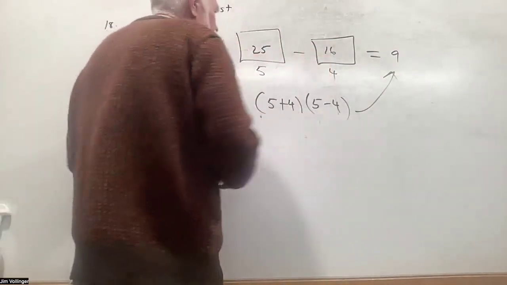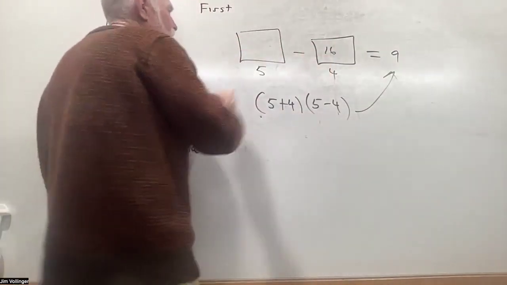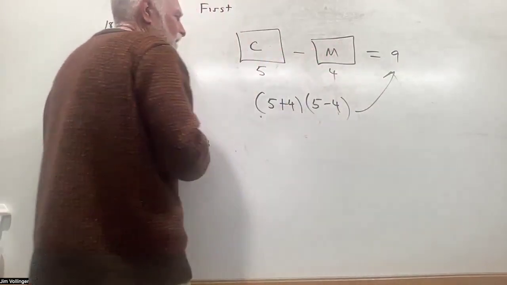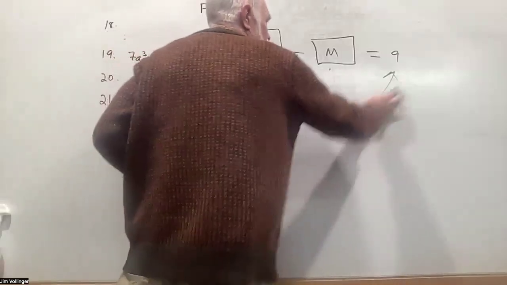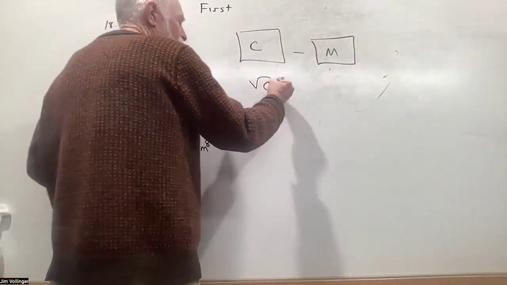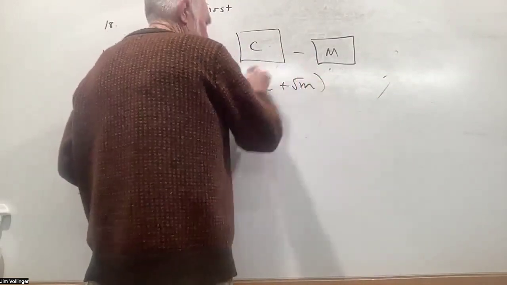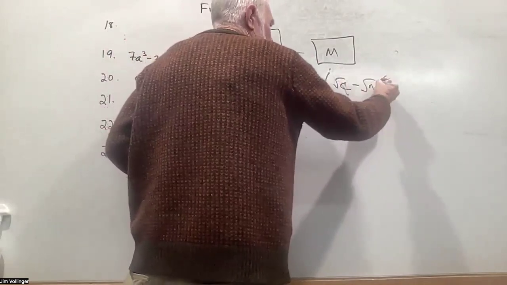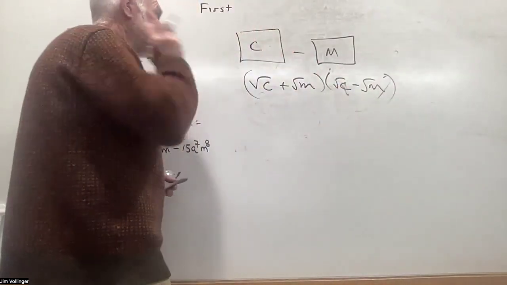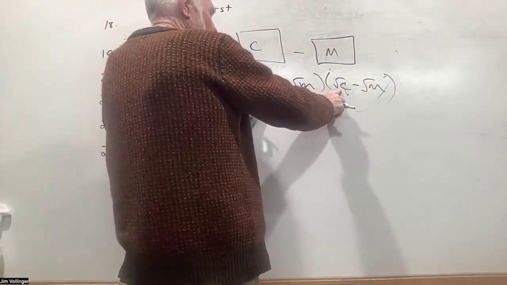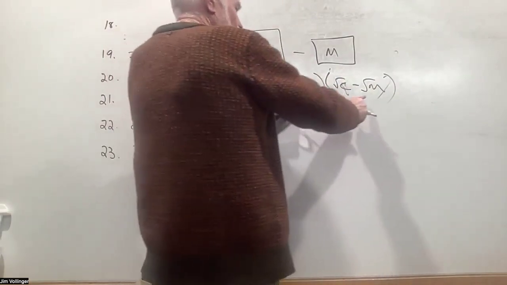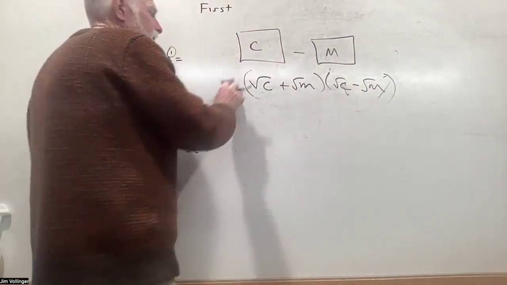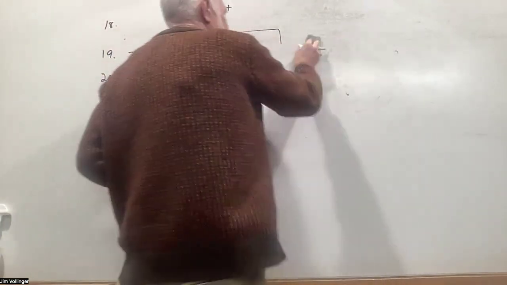Doesn't matter what I put in here. If I put cat in here, mouse, cat, mouse. All right, I can't tell you what cat minus mouse is, but I can express it as the square root of cat plus the square root of mouse times the square root of cat minus the square root of mouse. The middle terms cancel. Square root of cat times square root of cat gets me a cat. Square root of mouse times square root of mouse gets me a mouse with a minus sign. All right, just thought I'd plant a seed.